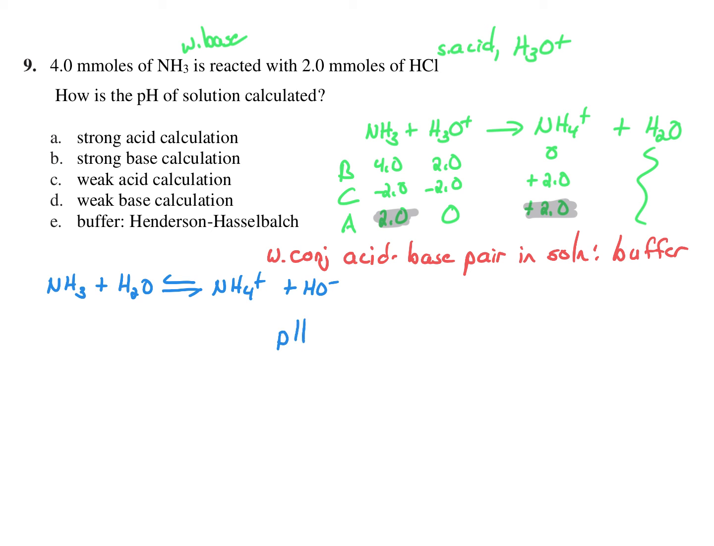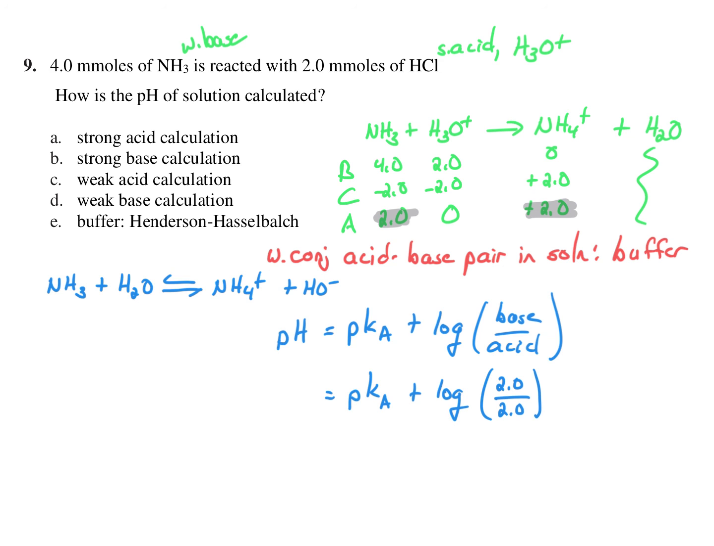Henderson-Hasselbalch tells us that pH is equal to pKa plus log base to acid. We have a balanced buffer, meaning we have equal amounts of a weak base and its conjugate acid. We substitute in our values. We see that the second term goes to 0, and therefore our result is that the pH is going to be equal to our pKa.